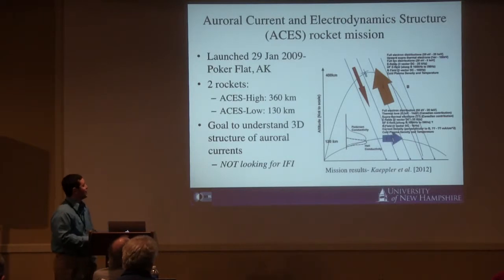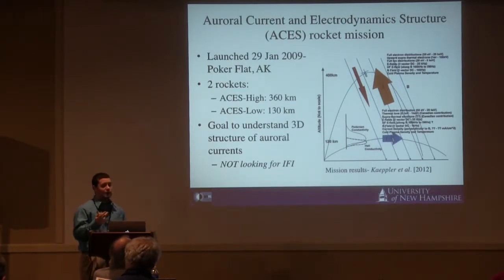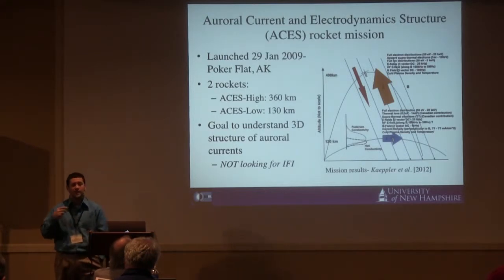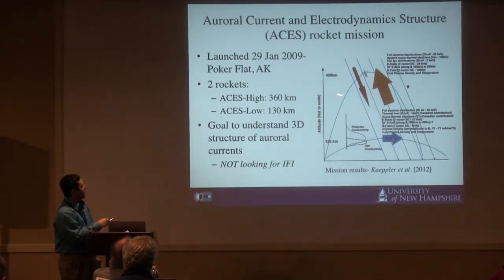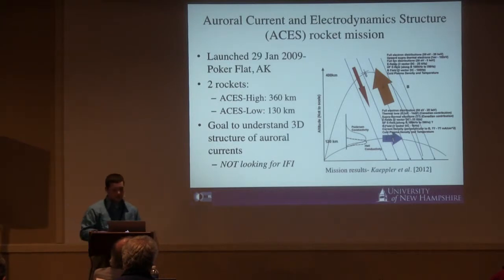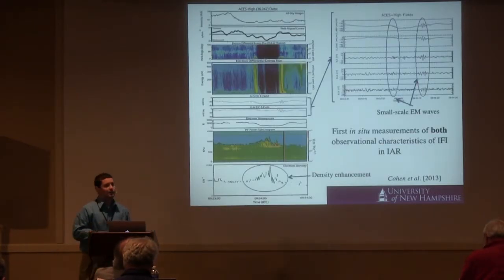There was a previously launched mission from 2009, which was a two-rocket mission, Aces High and Aces Low. And the intent of this mission was to look at the three-dimensional current closure of the auroral arcs. So we looked at the high rocket, which reached an apogee of about 360 kilometers. And we found some very interesting stuff.